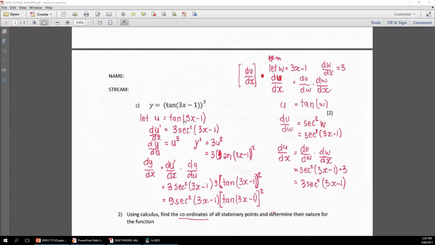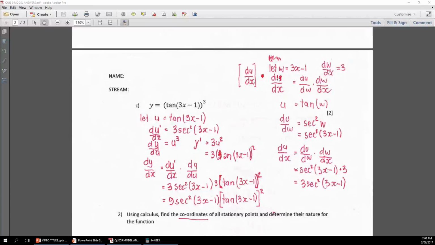So what I've said is let u equal tan 3x minus 1. Okay, and then I want to find du by dx. So du by dx I'm going to do up here. But that is a function in a function because it's the 3x minus 1 in the tan function. So I've set let w equal 3x minus 1. Okay, so I want to try and find du by dx. I realise that's a bit of a mission. So I'm going to go up to here. So let w equal 3x minus 1, dw by dx equals 3.